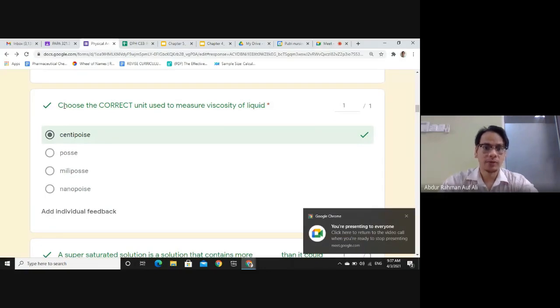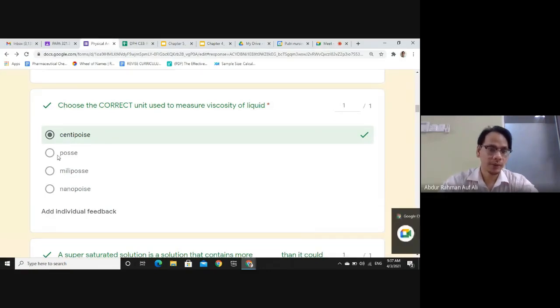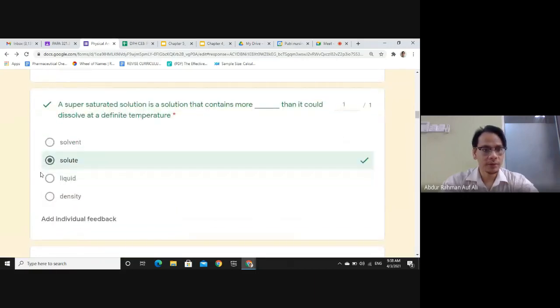Choose the correct unit for this question. The correct unit for viscosity of a liquid is centipoise. Next question. A supersaturated solution is a solution that contains more blank than it could dissolve at a definite temperature.